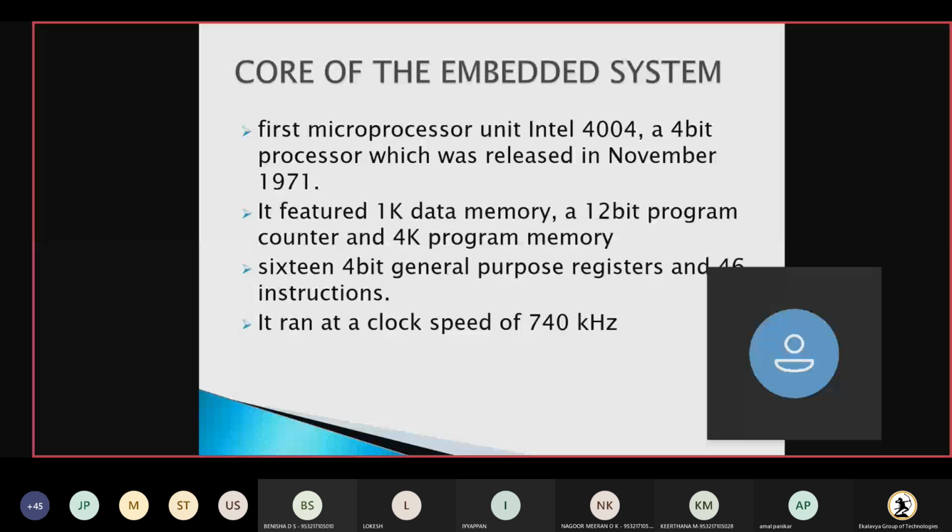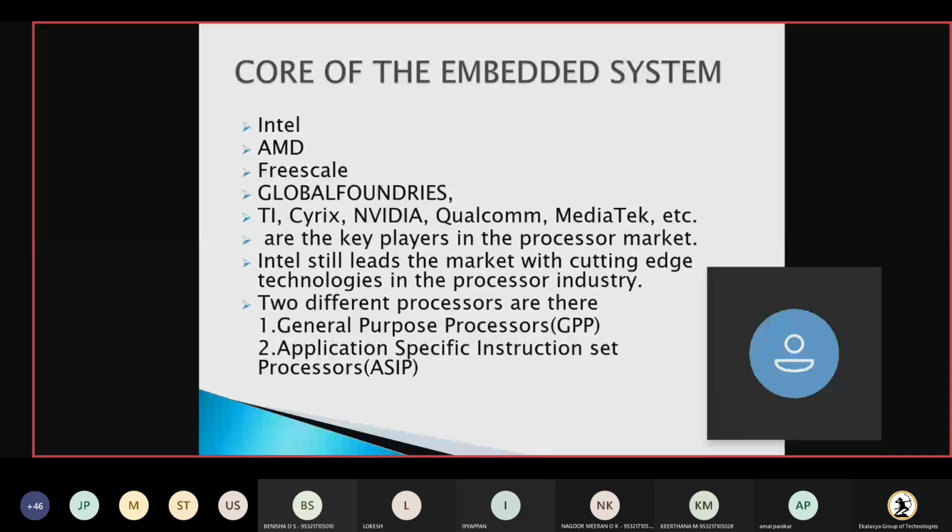Next, who are the manufacturers of the microprocessor? In those days, the companies were Intel, AMD, and Freescale. All these companies manufactured the microprocessors. You need to know this also.